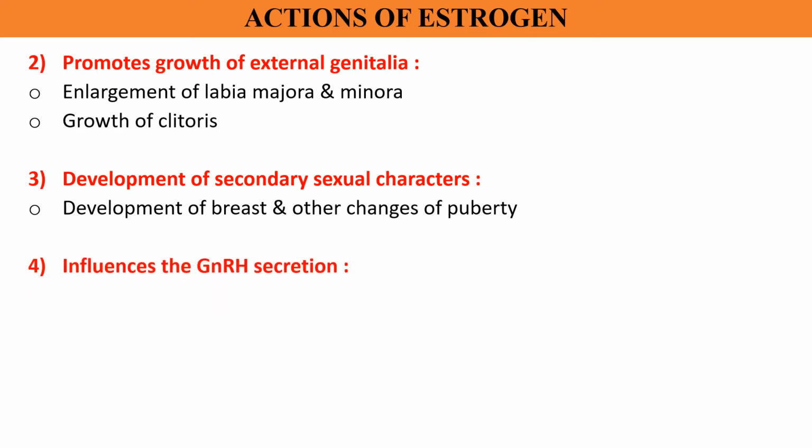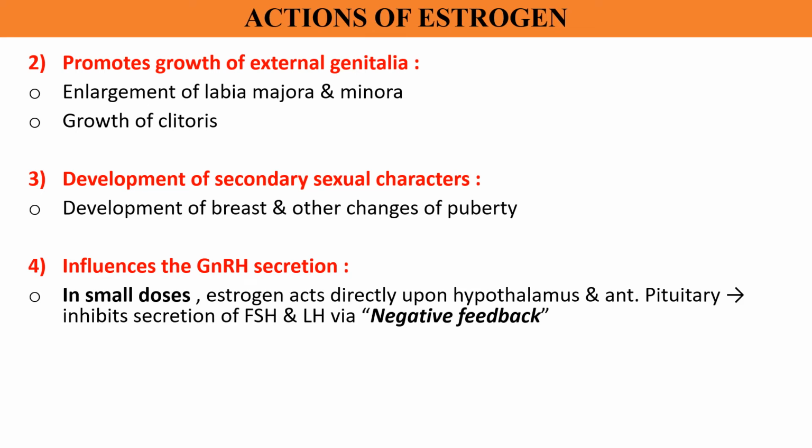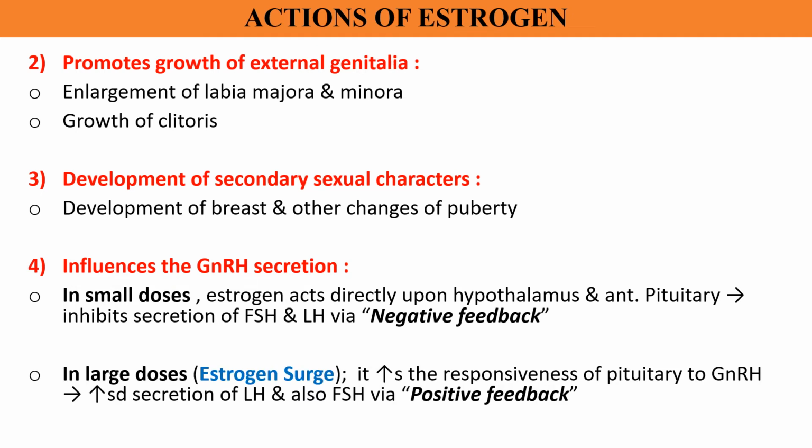Estrogen influences the gonadotropin secretion. In small doses, estrogen acts directly on the hypothalamus and anterior pituitary gland to inhibit the secretion of FSH and LH via negative feedback mechanism. Whereas in large doses, estrogen increases the responsiveness of the pituitary gland to GnRH and thus increases the secretion of LH and FSH via positive feedback mechanism.